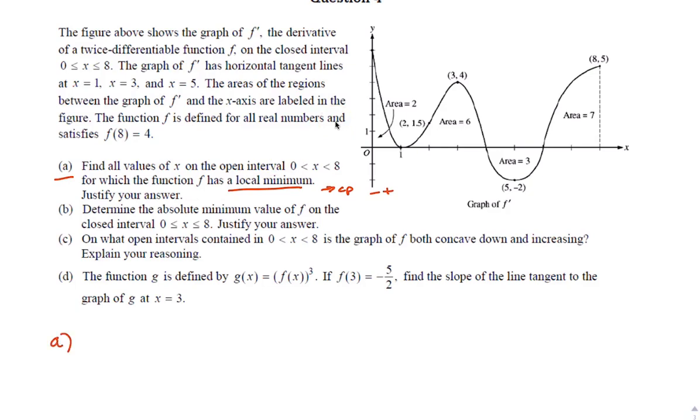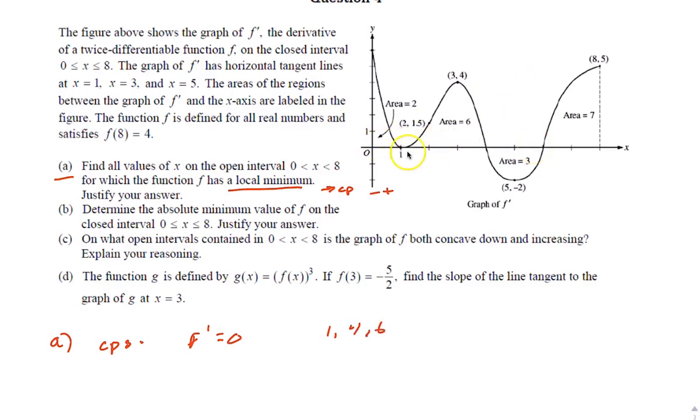So for A, first you have to find the critical points. Now remember, the critical points are where the derivative equals 0. Hey, look, we have a derivative. So where does it equal 0? At 1, at 4, and at 6. So my critical points are 1, 4, and 6.